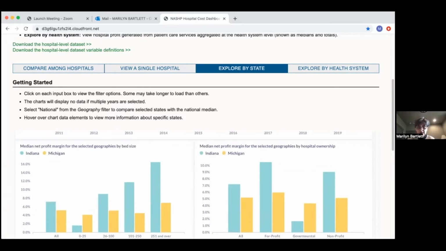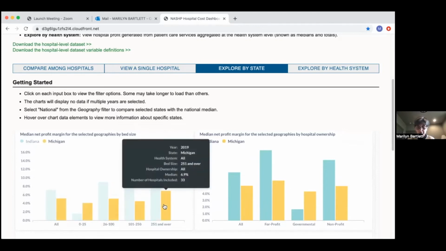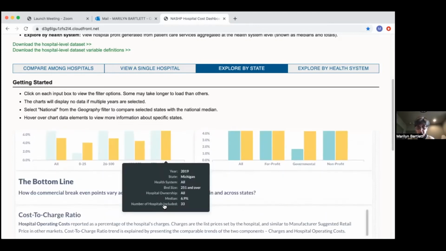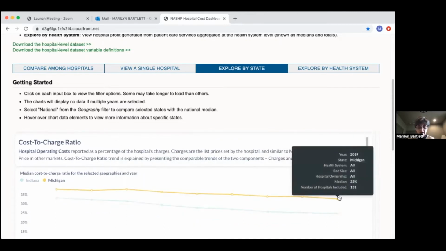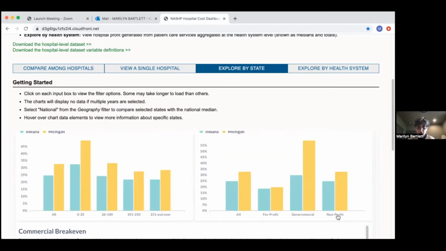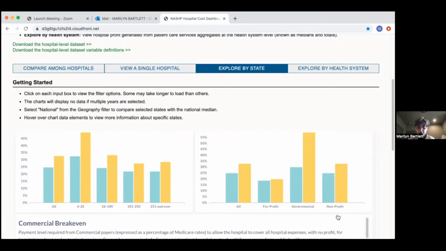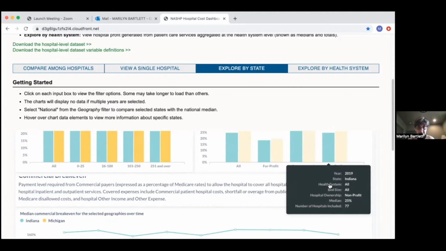Same here on the net profit. This is the bottom line comparing the 2 states. You can see that the Indiana hospitals do show a higher profit margin. That's net profit. Going to the bottom line, Michigan is operating with a little bit higher cost to charge ratio at 33 compared to 25. Again, if you want more detail, you can do it by ownership and by bed size.